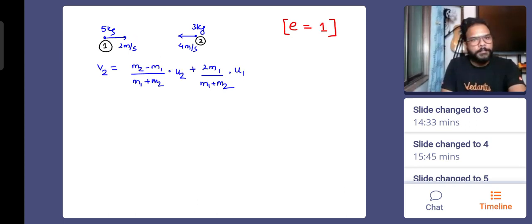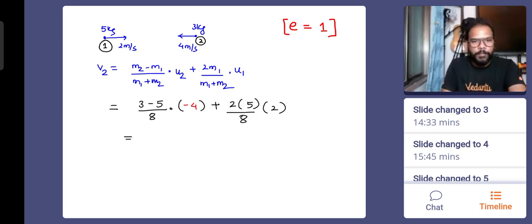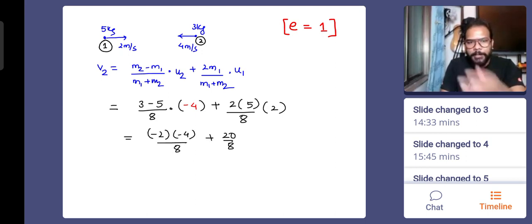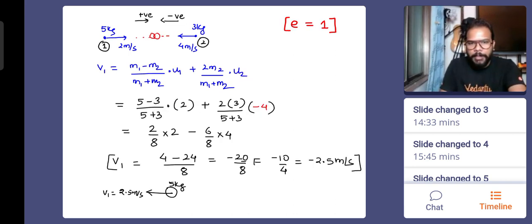Now we'll find out V2. Formula for V2 is M2 minus M1 upon M1 plus M2 into U2, and then 2M1 upon M1 plus M2 into U1. So M2 is 3, M1 is 5, divided by 3 plus 5, that is 8. The value of U2 is minus 4. And 2 times M1 upon M1 plus M2 into 2. So this comes out to be minus 2 into minus 4 by 8, plus 4 fives are 20 by 8. So this is minus 8 by 8 plus 20 by 8. U2 is minus 4, minus 4 minus 4. So this looks like minus 1 plus 20 by 8 was 2.5.